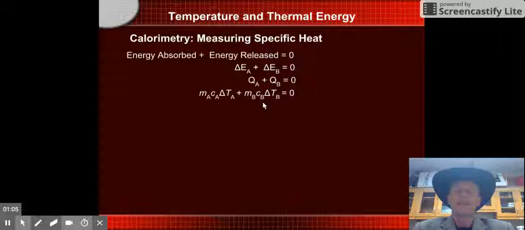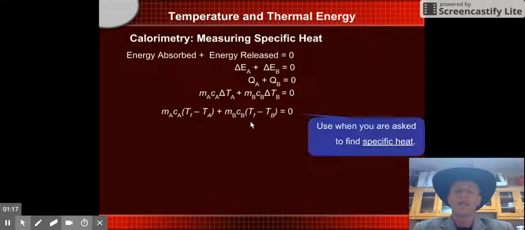So if that's the case, then we can come up with a nice little formula. Q is equal to MC delta T. Delta T is final minus the initial. If we do that for both, we have this nice little formula right here that we can use mostly for calculating the specific heat of an item, maybe like that metal that's frozen that we just put into a cup of water. We calculate the specific heat of that metal.